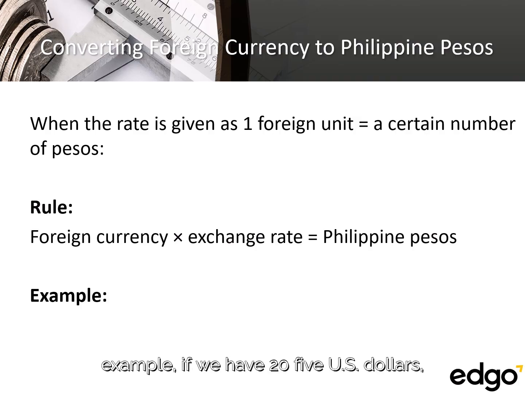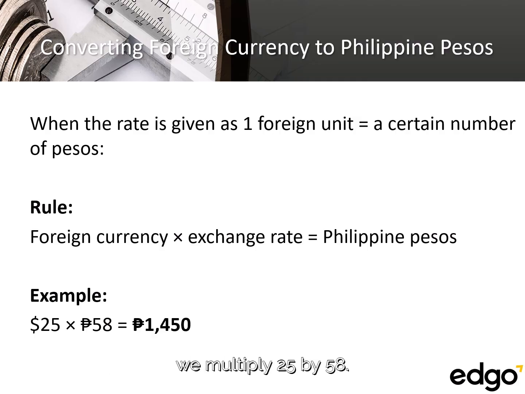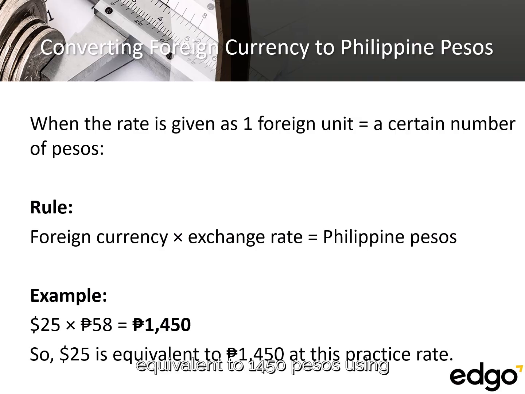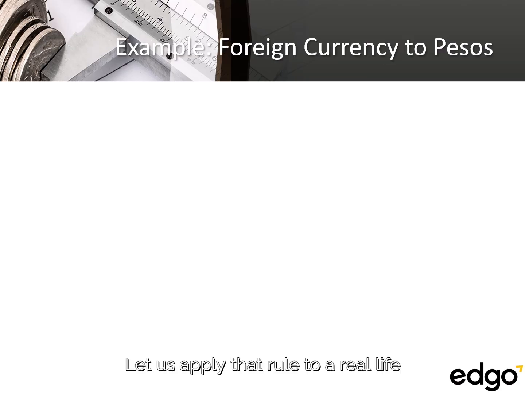For example, if we have 25 US dollars, we multiply 25 by 58. The result is 1,450 pesos. Therefore, $25 is equivalent to 1,450 pesos using our given practice rate. Let us apply that rule to a real-life situation.